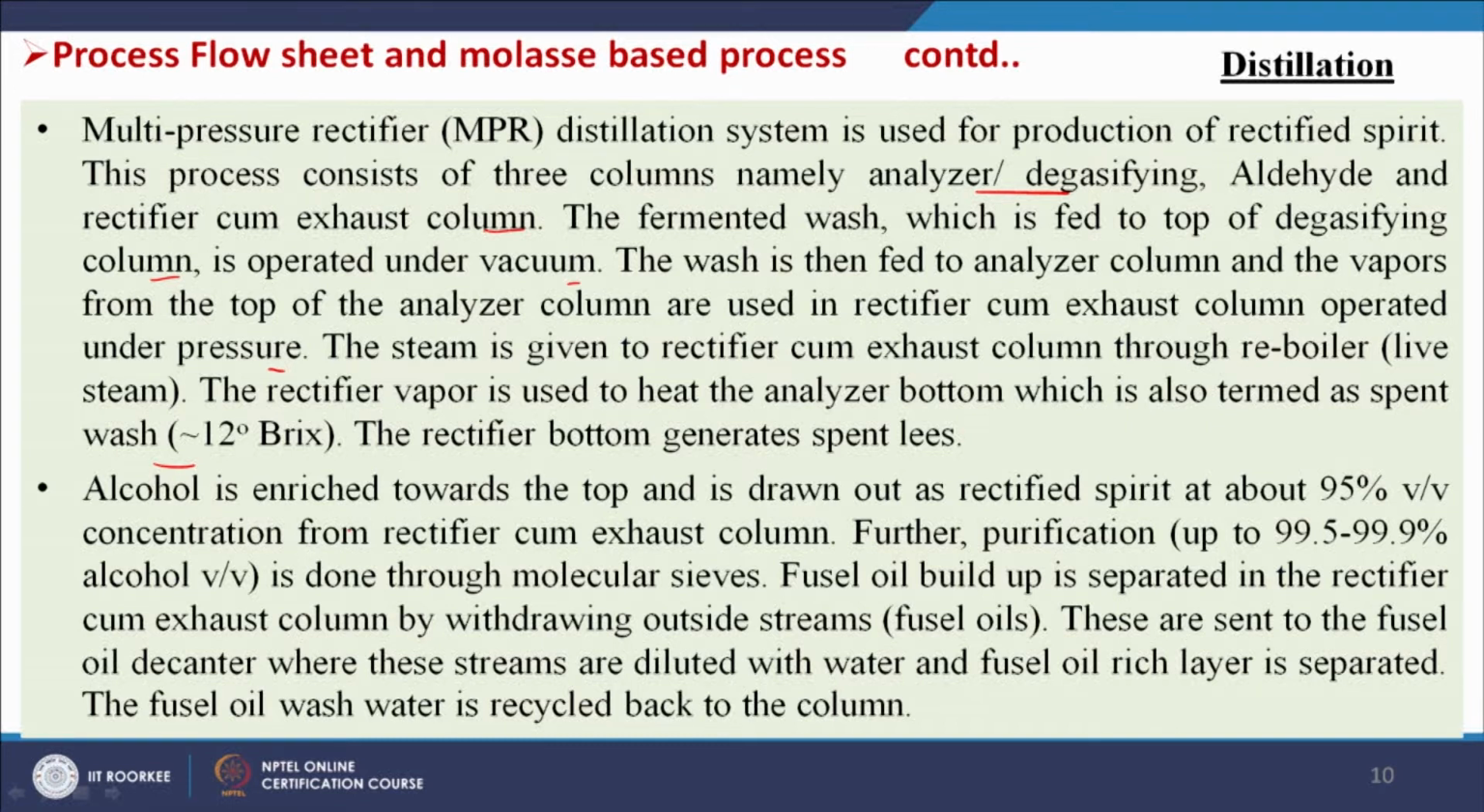So, alcohol is enriched towards the top and is drawn out as rectified spirit at about 95% concentration from the rectifier cum exhaust column. Further purification to 99.5 to 99.9% alcohol is done through molecular sieves. Fusel oil buildup is separated in the rectifier cum exhaust column by withdrawing side streams. These are sent to the fusel oil decanter, where these streams are diluted with water and the fusel oil rich layer is separated. The fusel oil wash water is recycled back to the column.